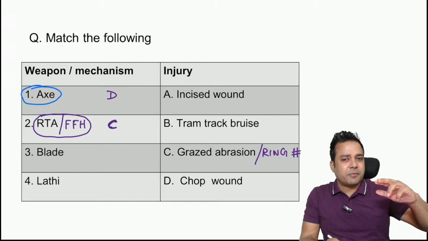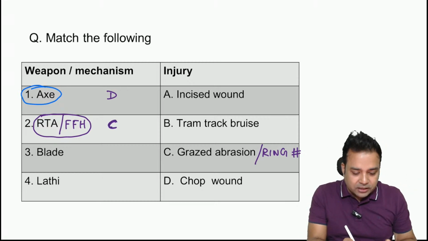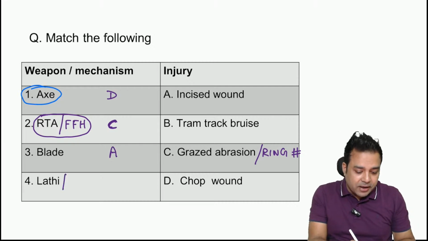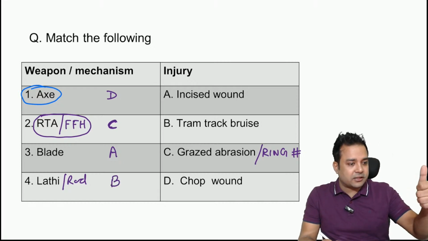Blade is a sharp edge weapon. Blade or knife, they will match with incised wounds. Lathi or rod-like structure, they will match with tram track bruises. So DCAB is your correct sequence. Very good, Bharti. Good going.